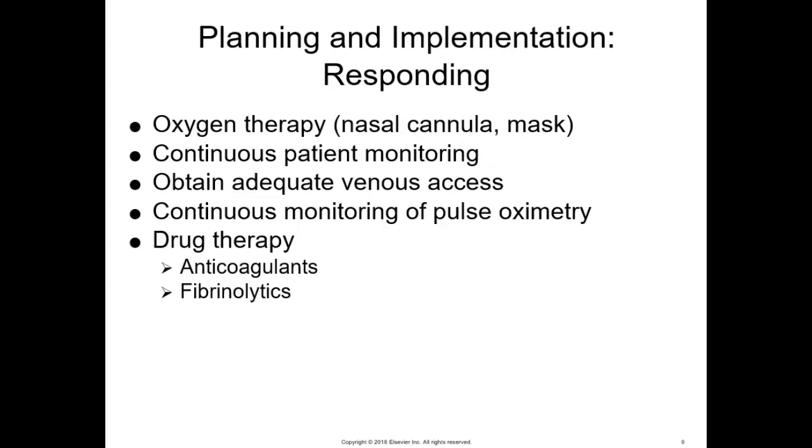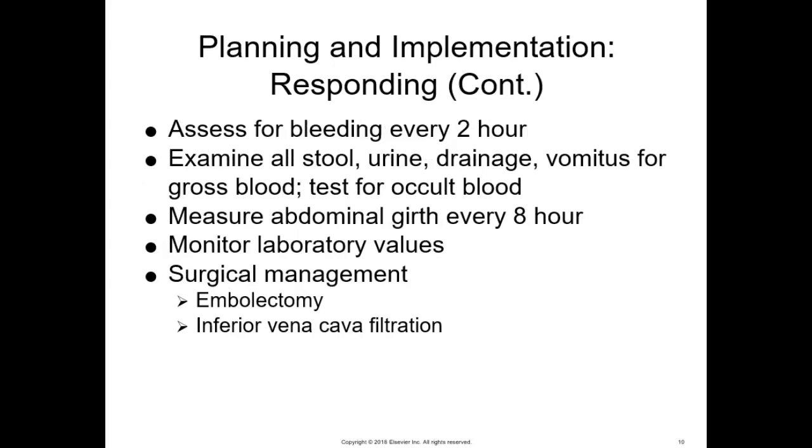Page 620 under that pink box also lists antidotes. You need to be familiar with the antidotes for the medications that we're using. These are high-risk drugs, so we need to be familiar with the antidotes that can be used for those. Under surgical management, an embolectomy would be a surgical removal of the embolus. Inferior vena cava filtration, you have a video you can watch that goes over that.